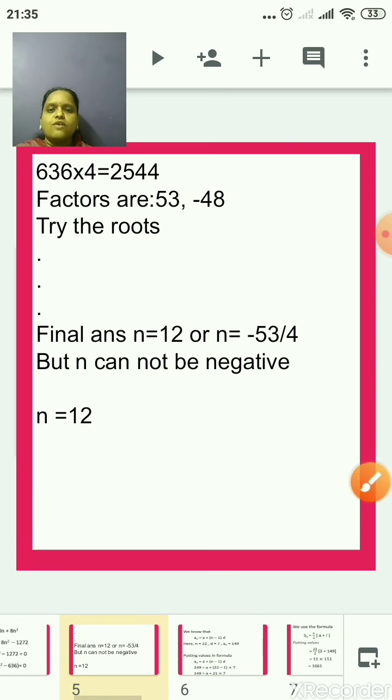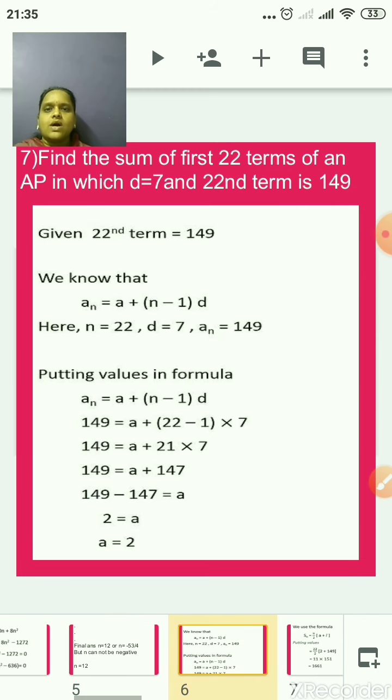Is it clear to all of you, this sum? Can we continue with the next one? Okay. Let us see the next sum.